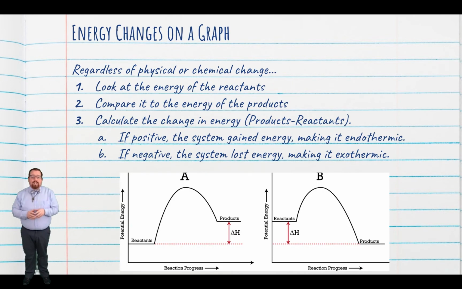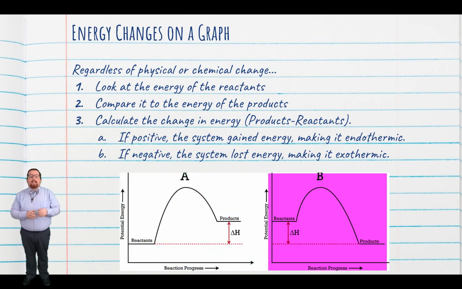We can also look at these energies on a graph. Whether it's a physical or chemical change, you'd look at the graph the same way. Start with the reactants, or the substances you started with, and look at where their energy is on the graph. Compare that to the energy of the products, or the substances you end up with. If your starting substances have less energy than your final substances, that means you added energy to the system, making it endothermic. And if your starting substances have more energy than your final substances, you took away energy from the system, making it exothermic.